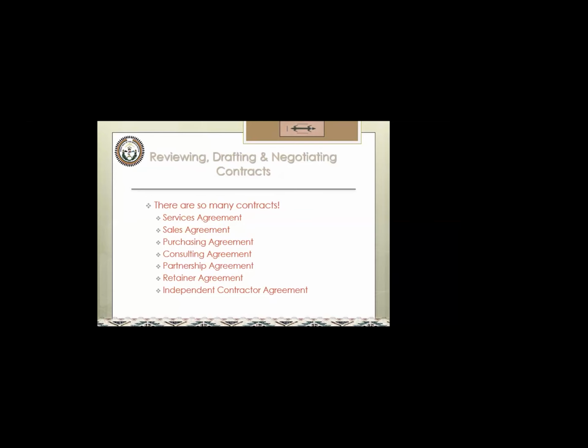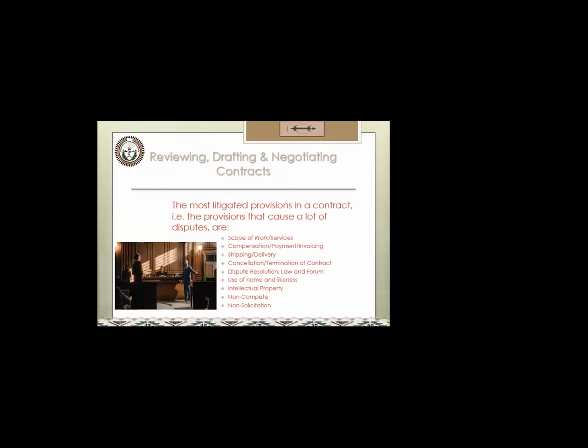There's a ton of contracts. So again, here's a list of some of them. Some of you might have these contracts. In my experience handling contract cases, I've noticed the most litigated provisions in contracts, and these are the provisions that cause a lot of ruckus and disputes among parties. These are the provisions that get litigated the most when it comes to breach of contract cases. Number one, scope of services, scope of work. What exactly was that person supposed to be doing? What kind of services were they supposed to render? People argue about that all the time.